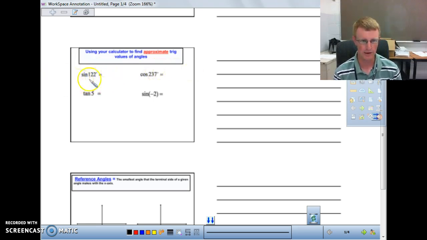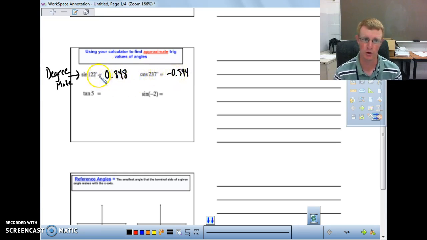This first line here, we have two angles that are in degrees. So if you're going to use a calculator, you need to make sure that you're in degree mode for these ones. So you'd put sine of 122 degrees in your calculator and you'd get 0.848. You put cosine of 237 degrees in your calculator, you get negative 0.544. And you can try these on your own. If you're getting these, then you know you're in degree mode.